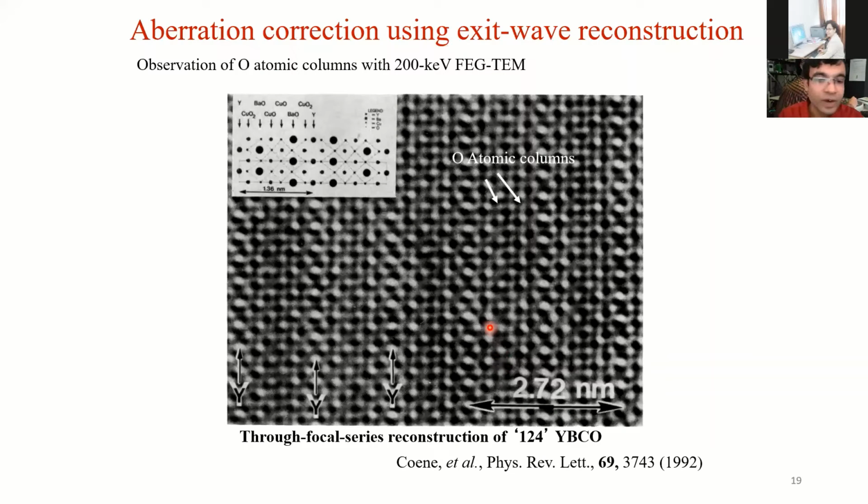Then here you have a focal series reconstruction image of YBCO, which is a high temperature superconductor. And this image was a reconstruction of 124 different defocus values. So after reconstruction, you are finally able to see these oxygen atoms in the vicinity of heavy metal atoms. This is the first time people were able to resolve low Z elements like oxygen with software or indirect aberration correction.